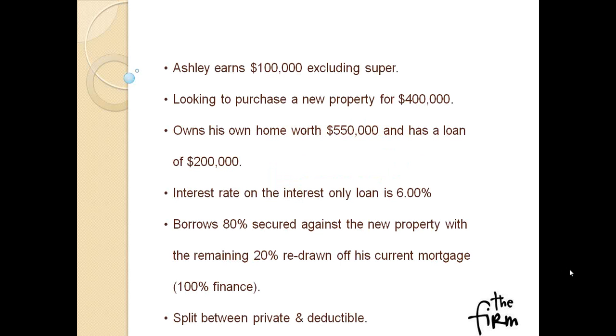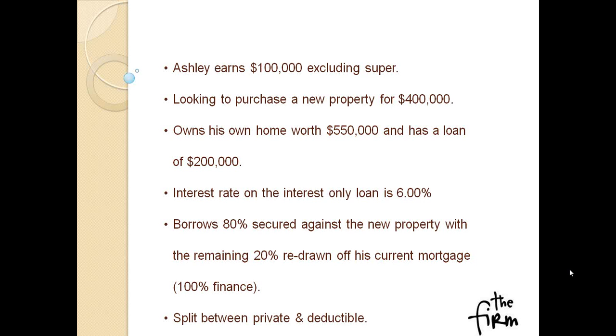So here we have a fictitious client, Ashley. He earns $100,000 in his job and has been looking around the local property market and has found an ideal investment property that ticks all the boxes for $400,000. He owns his own home worth $550,000 and has a loan of $200,000 on it. Ashley is a fairly typical client that is looking at rental properties given he's earning good money and has built up some equity in his own home.